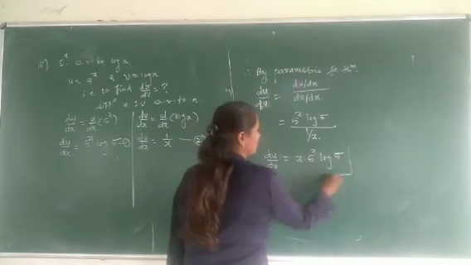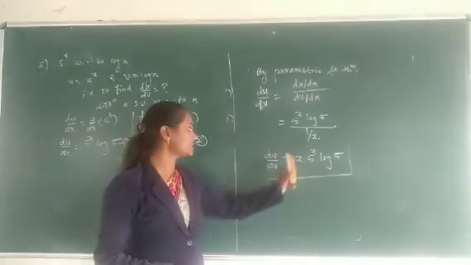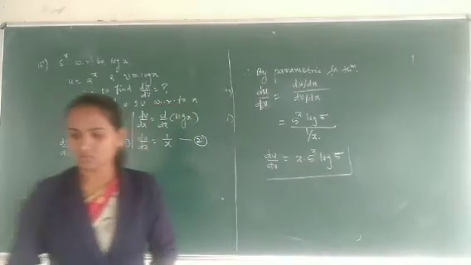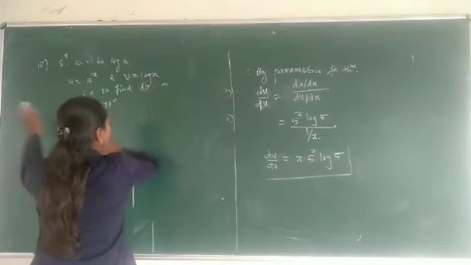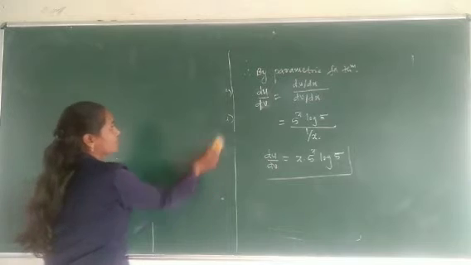So the derivative of 5 raised to x with respect to log x is x into 5 raised to x into log 5. This is question number 2. Now we see question number 3. Question 3.